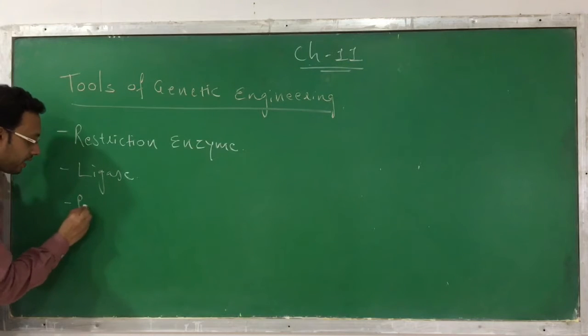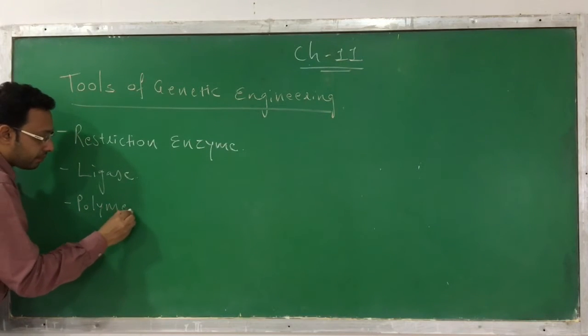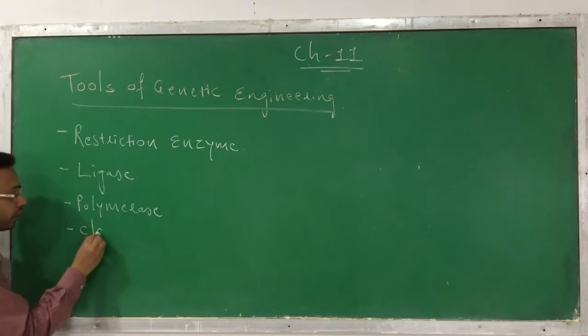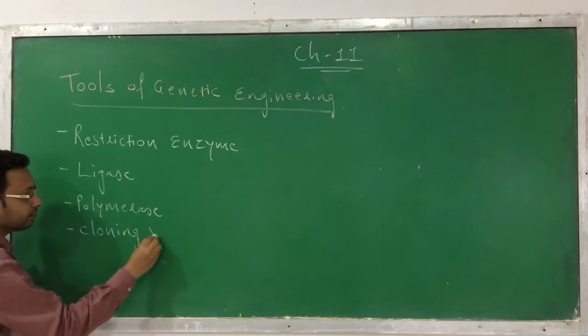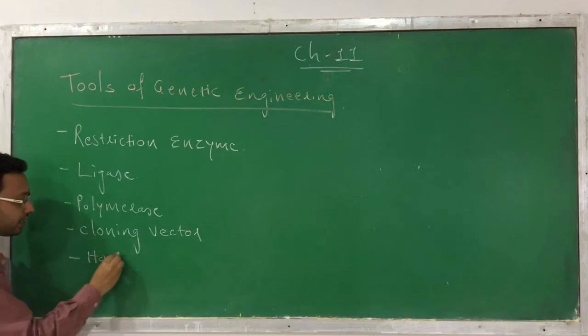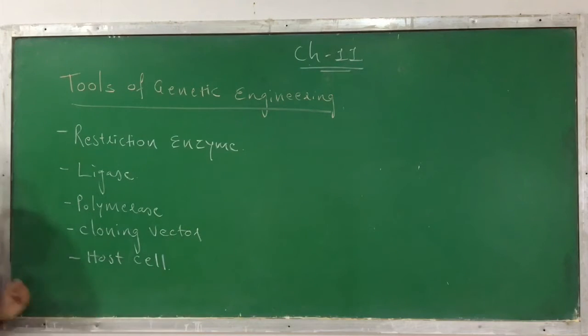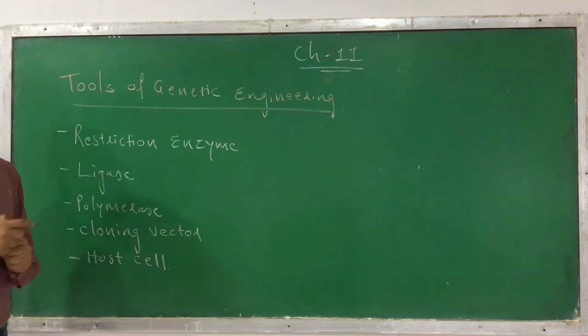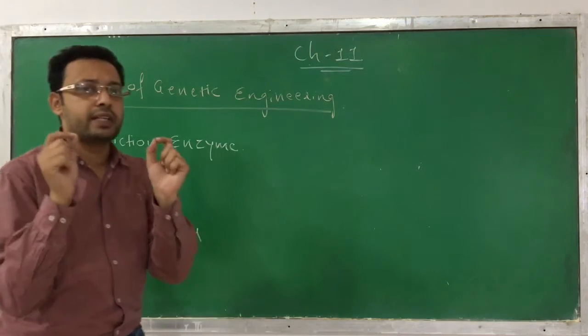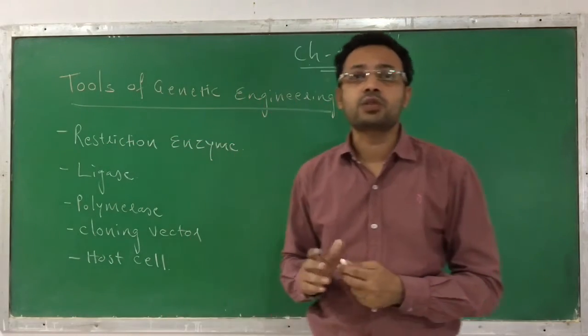It also requires the polymerase enzyme. The polymerase enzyme makes multiple copies, millions of copies are going to be formed, and that is done with the help of this polymerase enzyme. The next thing required is the cloning vector. The next tool required is the host cell, in which we have to introduce the recombinant DNA which is formed. So these are the different tools required in the genetic engineering process.